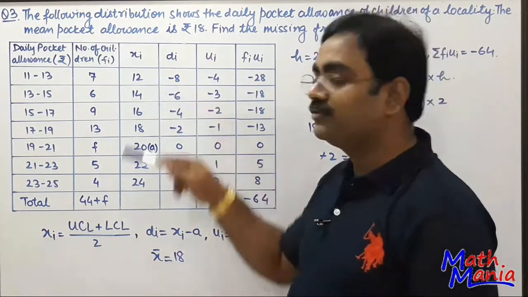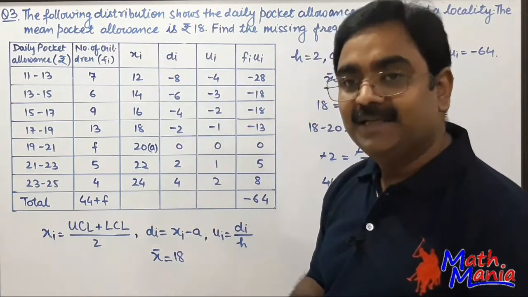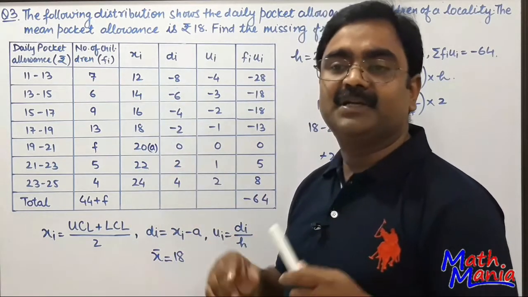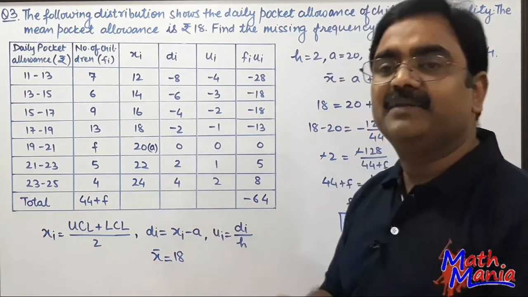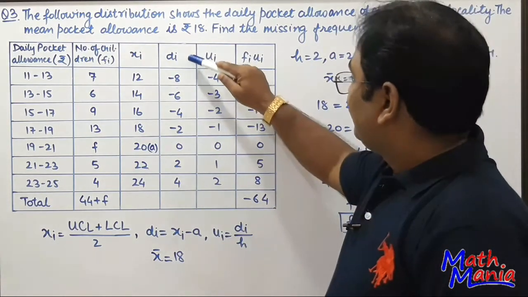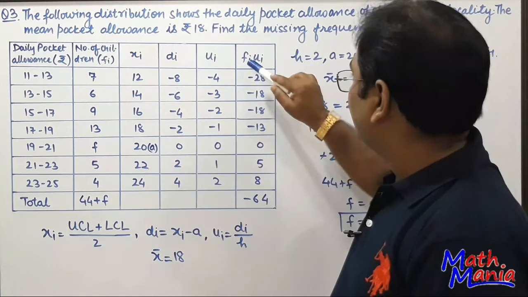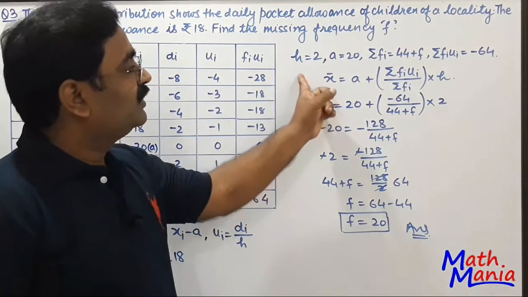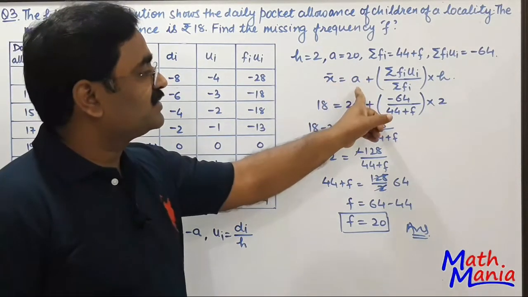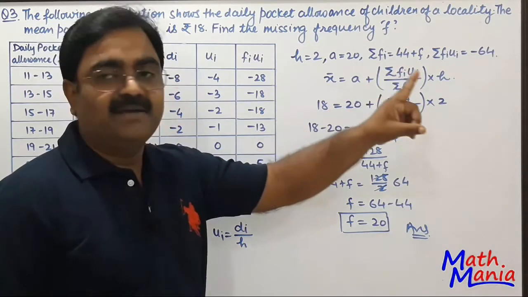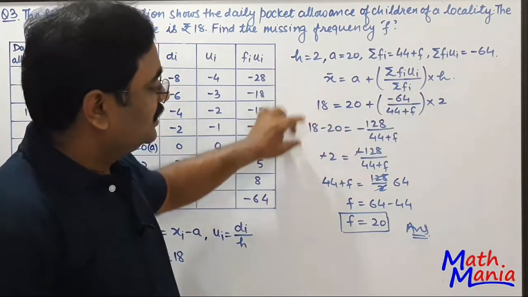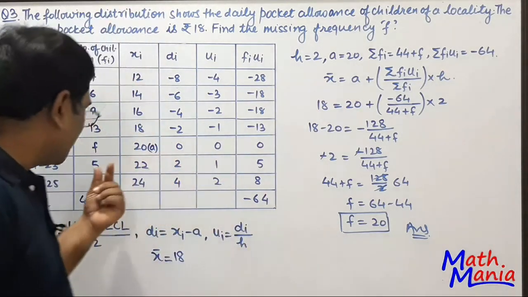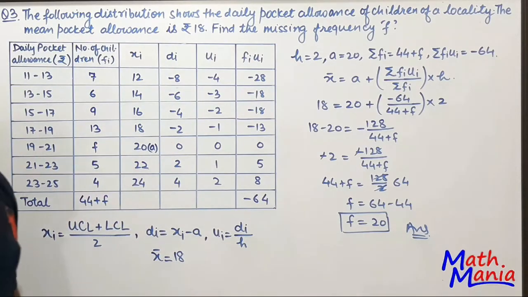You can assume any value and your answer will still come, but if you pay attention here and assume the value in front of f, your calculation becomes easiest and you can solve it easily in a short time. After getting the value of di, ui, fi ui, we found their sum and substituted the values in the formula of x bar is equal to a plus sigma fi ui upon sigma fi multiplied by h. We solved it and got the missing frequency f is equal to 20, meaning at the place of f there should be 20. Right friends?